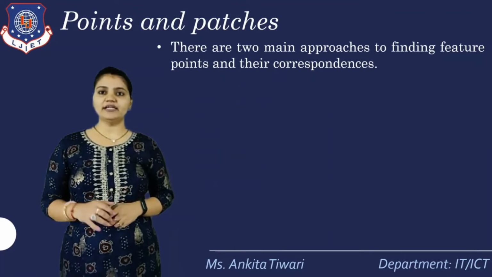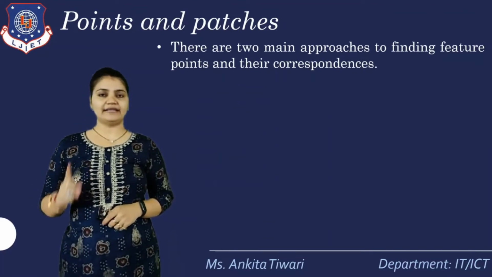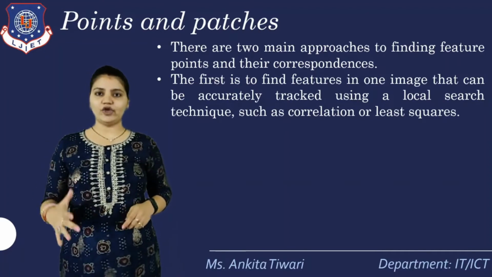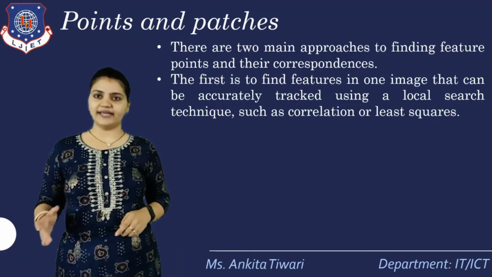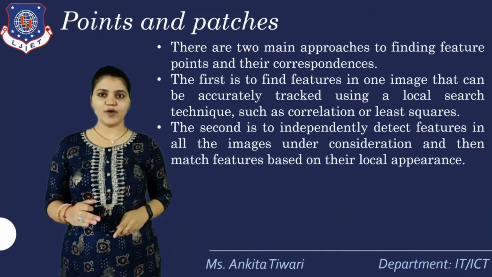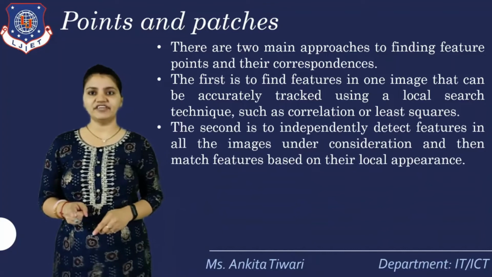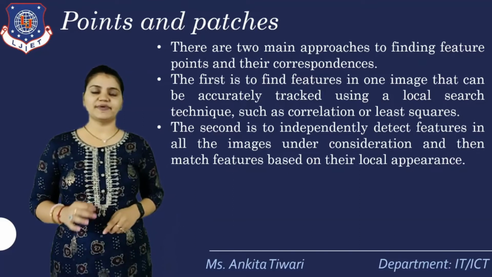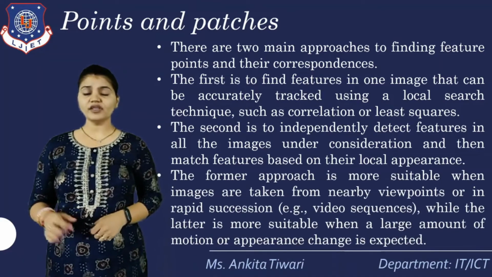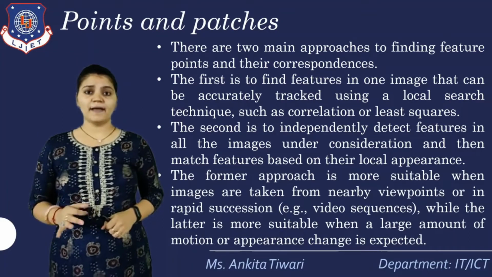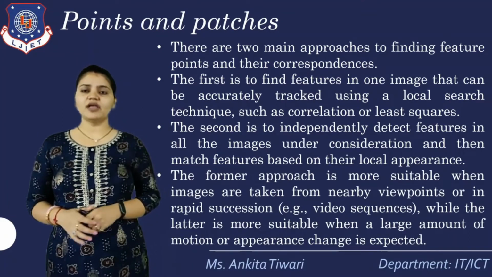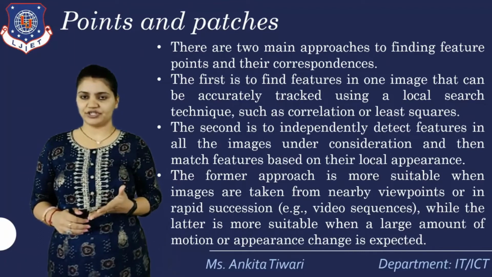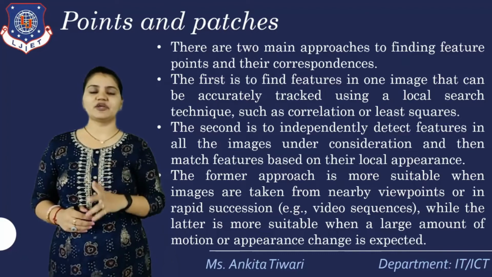So with respect to that, there are two main approaches to finding feature points and their correspondences. The first is to find features in one image that can be accurately tracked using a local search technique, say correlation or least squares. The second is to independently detect features in all of the images under consideration, and to match features based on their local appearances. The former approach is more suitable when images are taken from nearby viewpoints or in rapid succession, that is, video sequences.